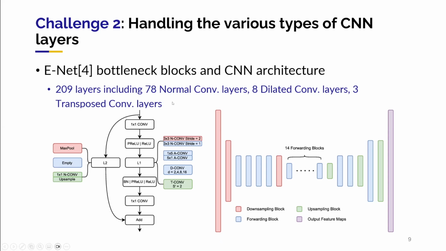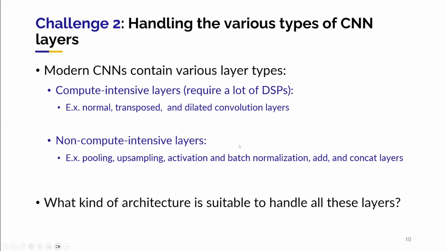These dilated and transposed convolutions are variations of the normal convolution, used usually in segmentation. So the block, as you can see, has various types of convolution. Here we have normal convolution with 3x3 kernels. Here we have asymmetric convolution, with kernels that are not square. And here we have dilated convolution with different dilation factors. Also, we have transposed convolution. So now the challenge is, how can we handle all these types of layers?